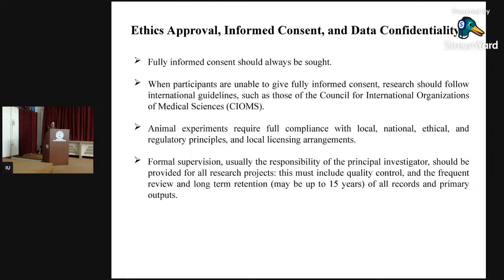So formal supervision, usually the responsibility of the principal investigator, should be provided for all research projects. Research scholars should not always be on their own. It's a good idea to be on your own to ideate because you are the harbingers of new ideas, right? Your PI is not. You are the harbingers of getting new ideas because you will probably be reading more than your PI. So formal supervision, usually the responsibility of the principal investigator, should be provided for all research projects.